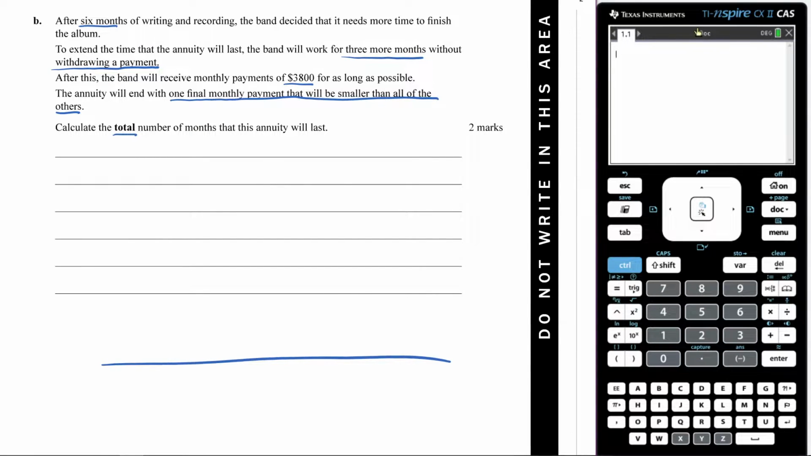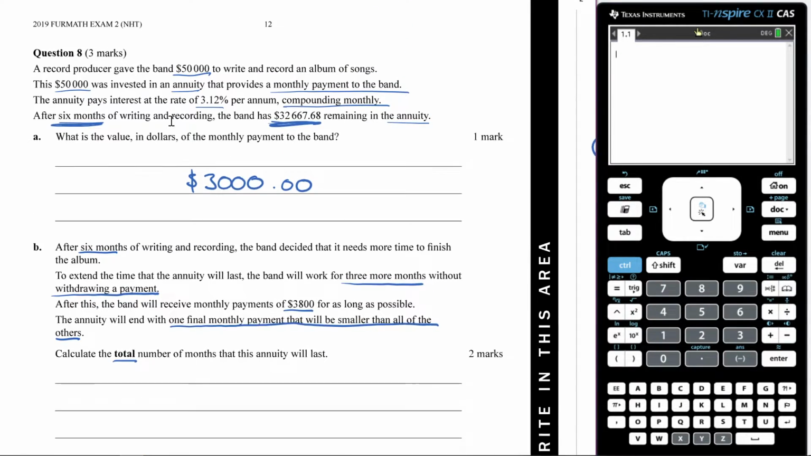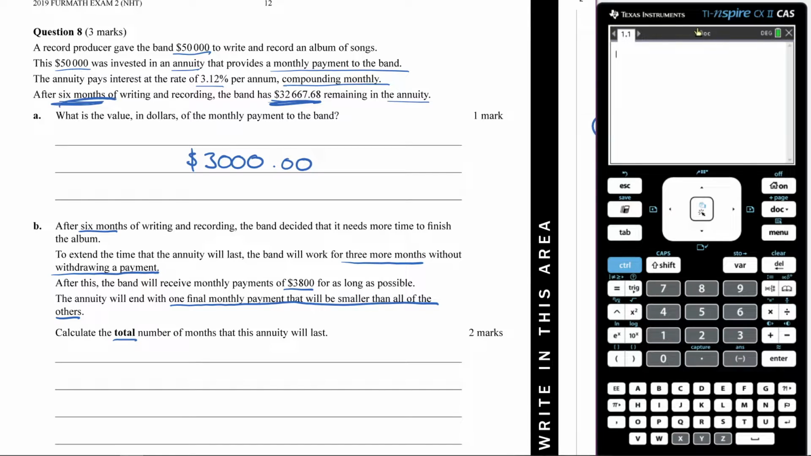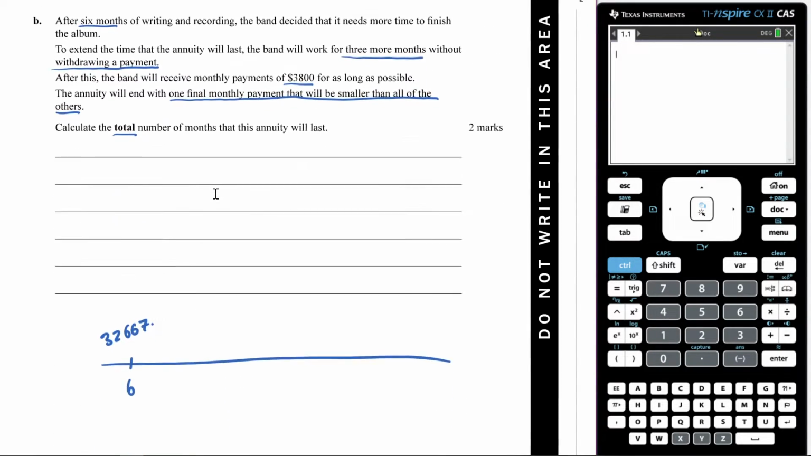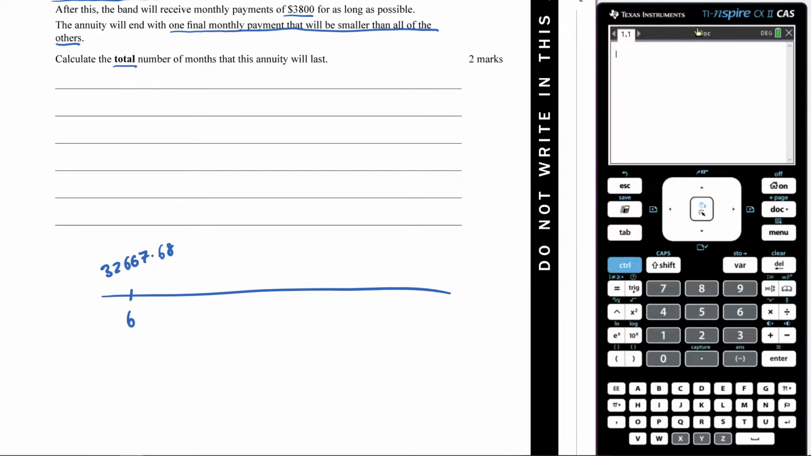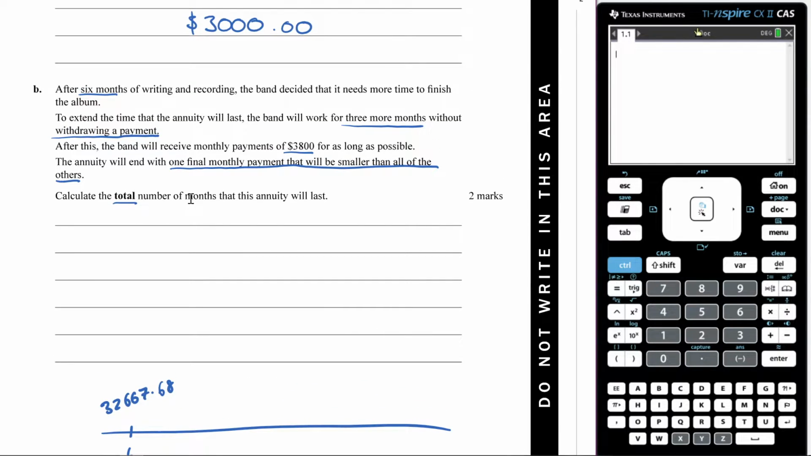So I'm going to draw myself a timeline, and I'm going to start at 6 months. And I know that at 6 months, how much money do I have in this thing? After 6 months, I have this much money, 32667.68. All right, so that's what I'm starting at, that 6 months there.